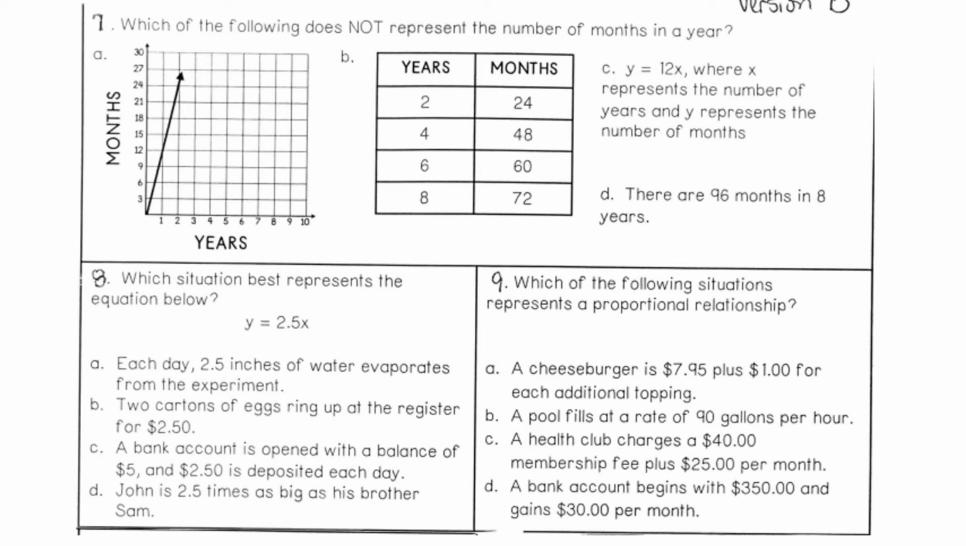Number 9, which of the following situations represents a proportional relationship? A, a cheeseburger is $7.95 plus $1 for additional topping. B, a pool fills at a rate of 90 gallons per hour. C, a health club charges a $40 membership fee plus a $25 per month fee. And D, a bank account begins with $350 and gains $30 per month.